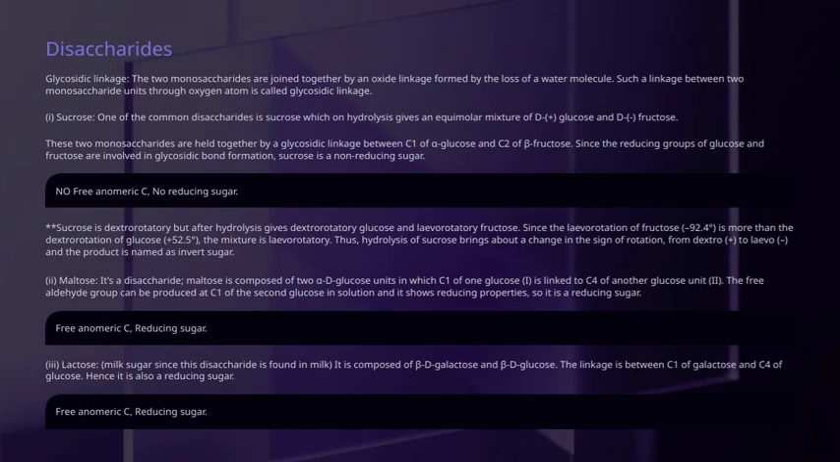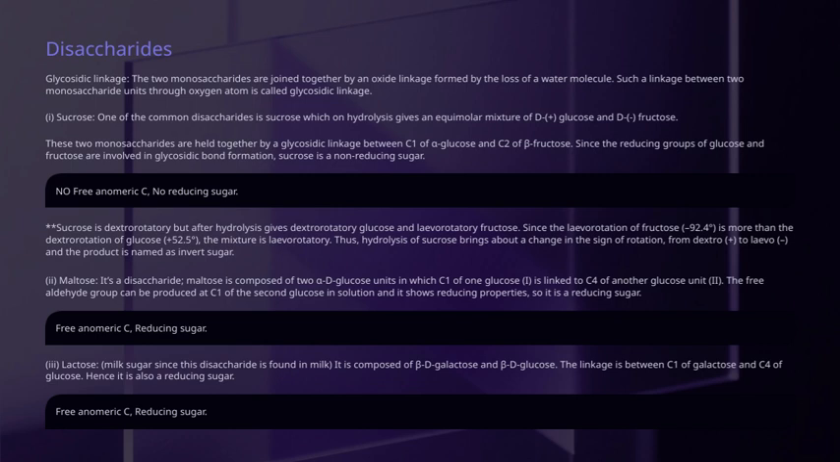Let's now look at some important disaccharides and their properties. First, we have lactose, which is commonly known as milk sugar because it's found in milk. It's made up of beta-D-galactose and beta-D-glucose molecules. The linkage occurs between the C1 of galactose and the C4 of glucose. Since the anomeric carbon of one of the monosaccharides remains free, lactose is classified as a reducing sugar.